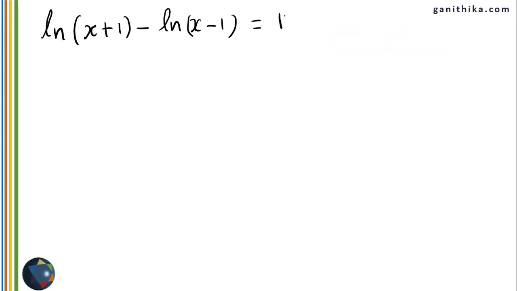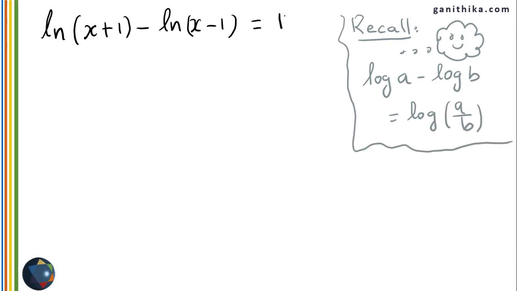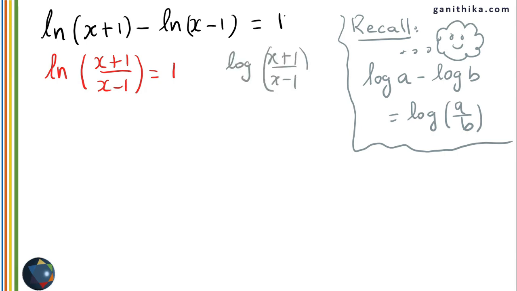Let's continue further. Let's have an equation in ln. ln(x+1) - ln(x-1) = 1. Let's recall a rule of logarithms. log a - log b = log(a/b). And we can use this rule and change the equation into ln((x+1)/(x-1)) = 1. And remember, ln is log base e. Therefore, this is actually log of (x+1)/(x-1) to the base e equal to 1.